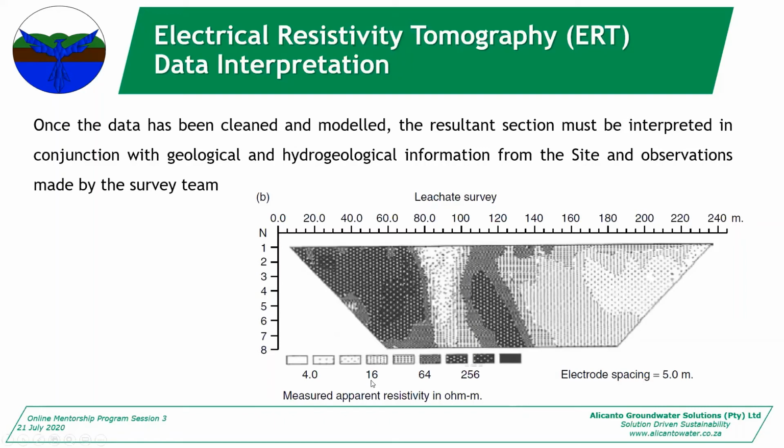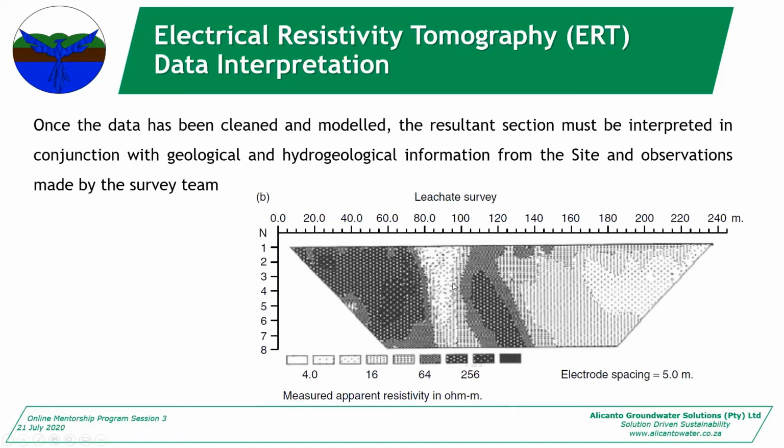You see, this is your measured apparent resistivity. This is for a leachate somewhere. Electrode spacing is 5 meters. And you can see here you've got this low resistivity, this big anomaly looking here. And then you've got this lower patch over here with your high resistivity in between.